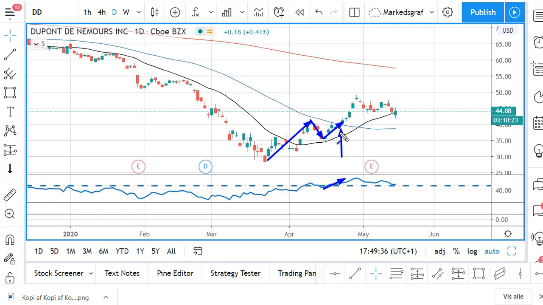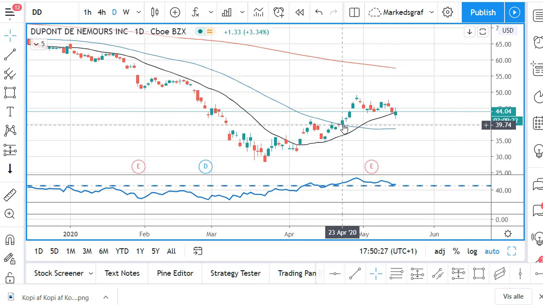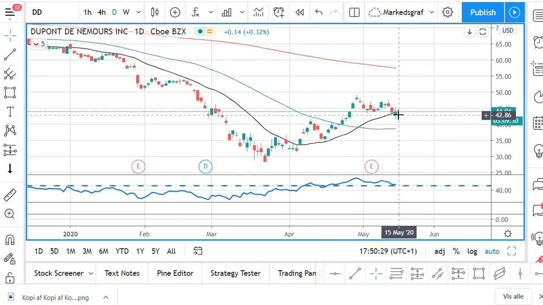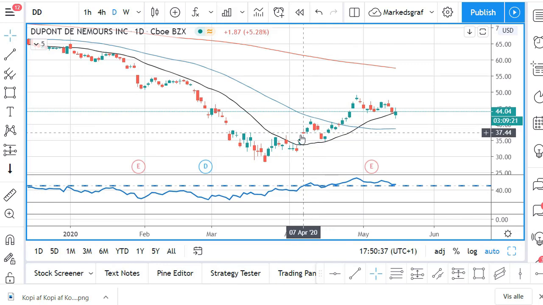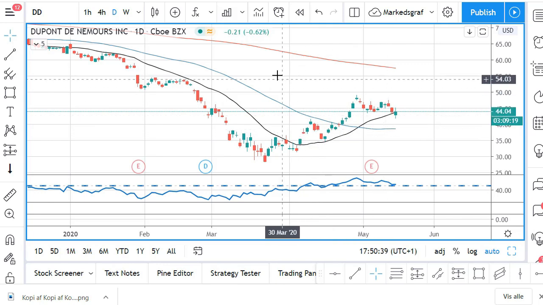We might have gotten in here around 40. It is always easier to see this in hindsight, of course, but let's just say we went in at 40, and we might say that if it closed below the 20 SMA, we would go out again. So if it closed down here, we might get some 5% swing trading gain here. That could be one way.